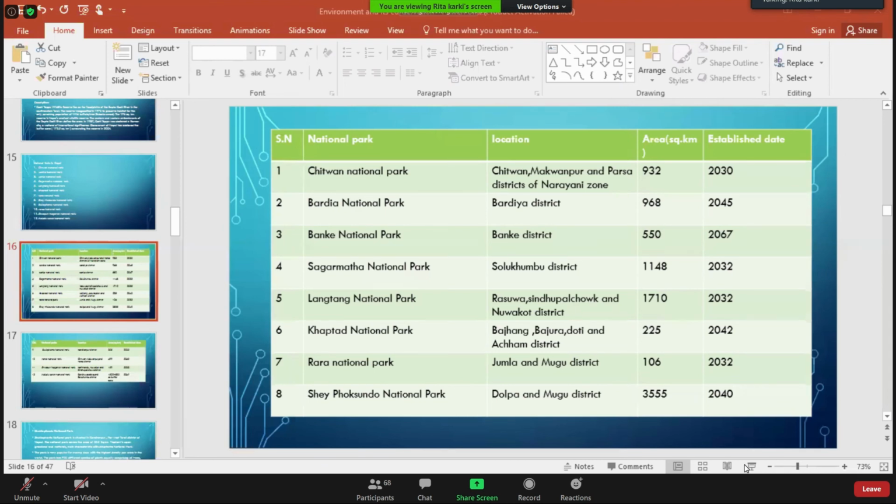To increase the number of Bengal tigers, we need to expand their habitat, where they can roam freely, where they can get food, and where they can get the materials that help in increasing their lifespan. So in order to expand the habitat, Banke National Park was established.